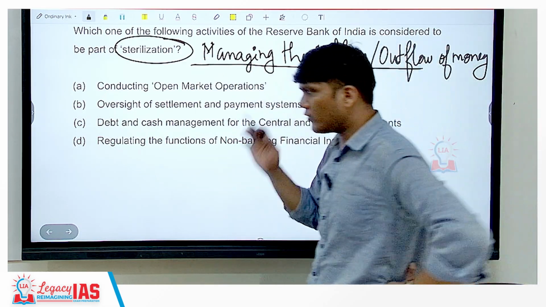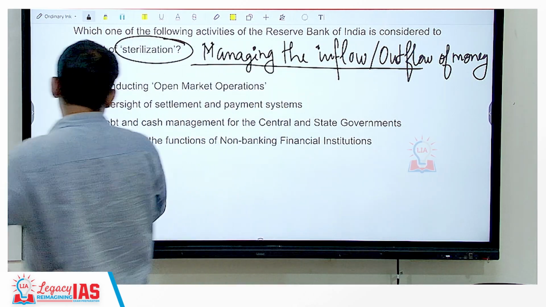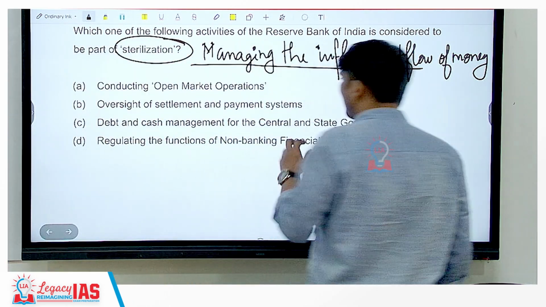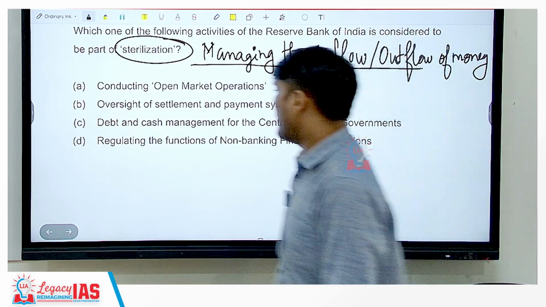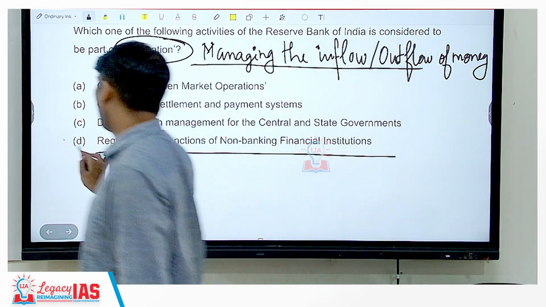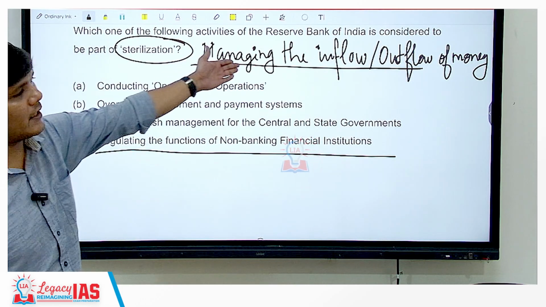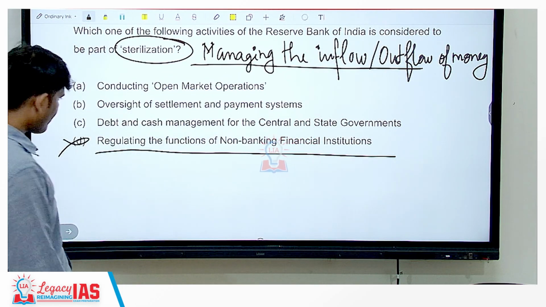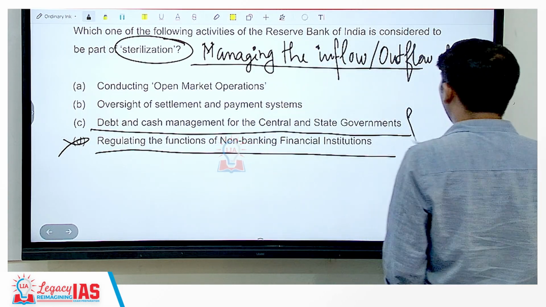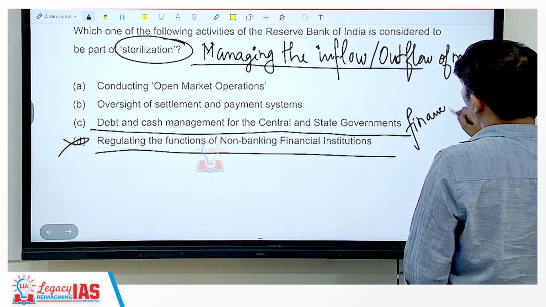Right, having understood this concept, let us now see what the correct answer would be. We can get to the correct answer just by mere elimination. Regulating the functions of NBFCs, non-banking financial institutions? No, it is nothing near the management of inflow and outflow. Debt and cash management of the central government? No, this is rather the concept of financial management.